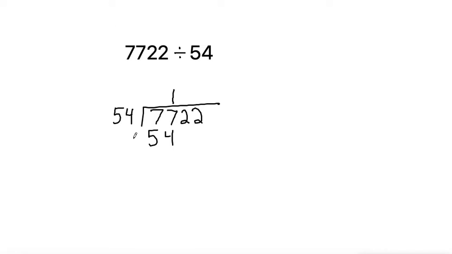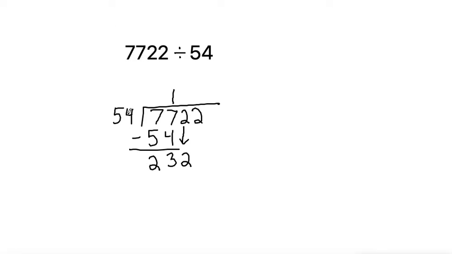Once we do that, we want to subtract. So 77 minus 54, 7 minus 4 is 3. 7 minus 5 is 2. Now, once our subtraction is done, we bring down one more digit because we want to see how many times 54 goes into 232.